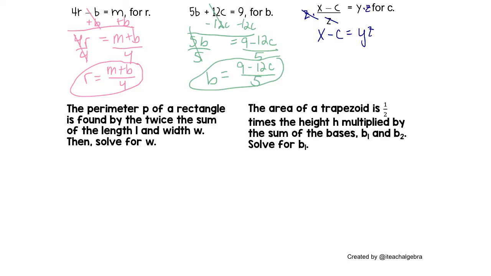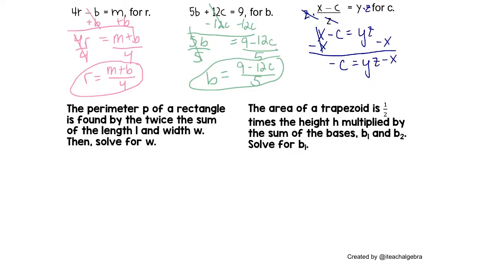Now I want to get rid of this x, so I can subtract x from each side. The opposite of plus x is minus x. x minus x cancels. I'm left with minus c equals yz minus x.